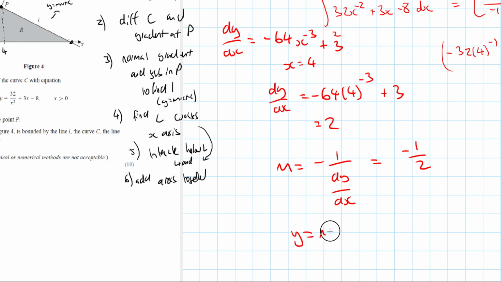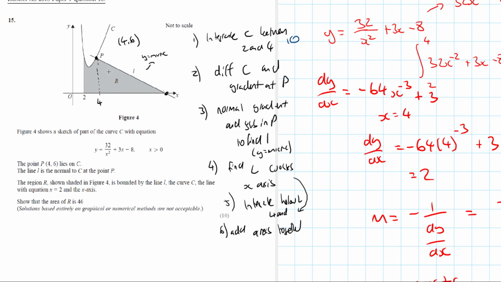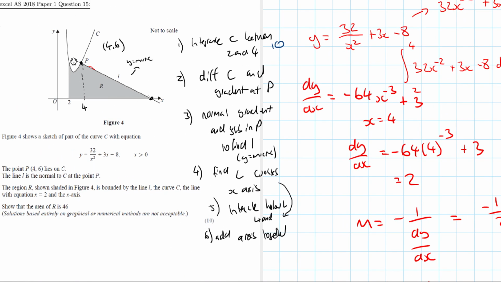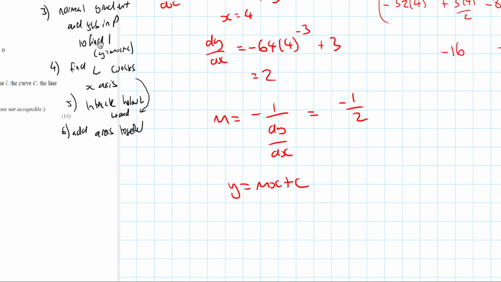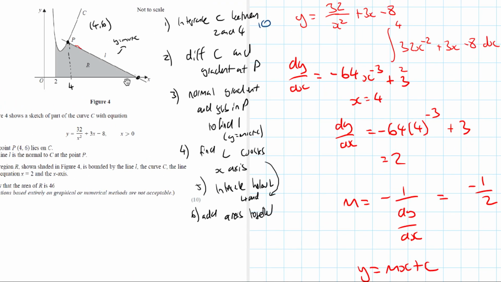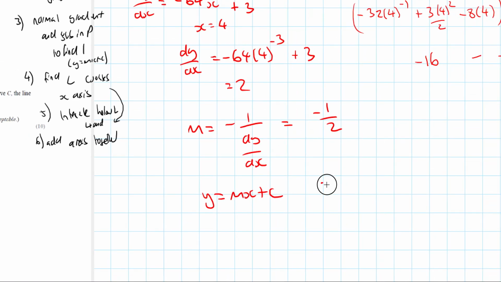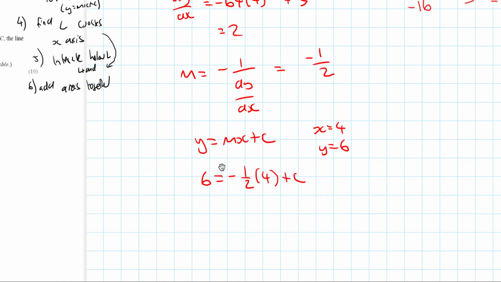So we know that the line L is going to be y equals mx plus c, so the goal here is to find this line L. Then from here we're going to substitute in point P because we know that it travels through point P. And again we wrote that in our method. So point P is going to be 4, 6. So we know that x is equal to 4, y is equal to 6. So it's going to be 6 is equal to minus a half times 4 plus c. Plugging this in, we're going to get the following. So it's going to be 6.